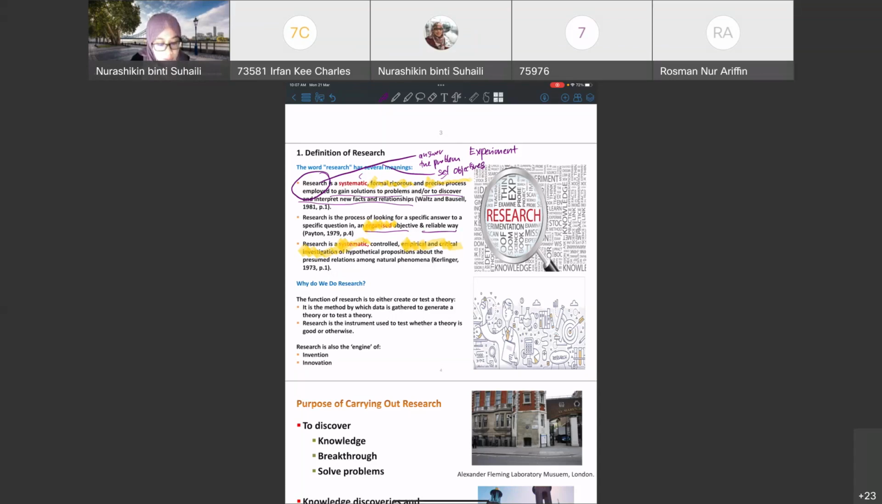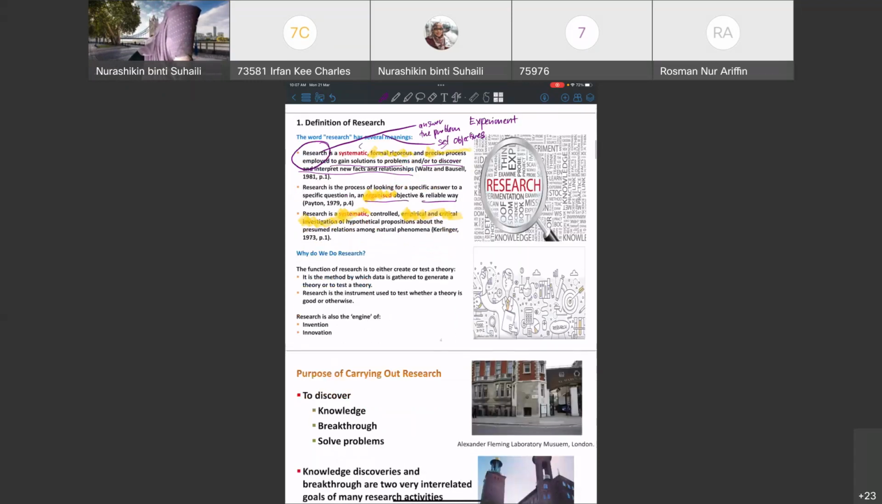So FYP ni dia is different. You have to be independent most of the time. Supervisor ada, tapi supervisor hanya untuk check your work whether it's correct or not. Betul tak you buat plan macam ni. Tapi method semua you kena cari. You have to be independent. So that is actually the starting point where you have to be independent. It's different from other courses. Like courses macam ni kita provide lecture notes. You don't have to even cari banyak sangat lah. Tapi kalau research ni, everything in the lab you have to look for yourself most of the time.